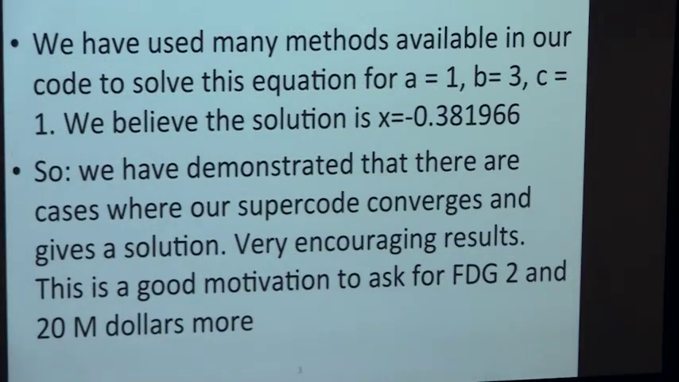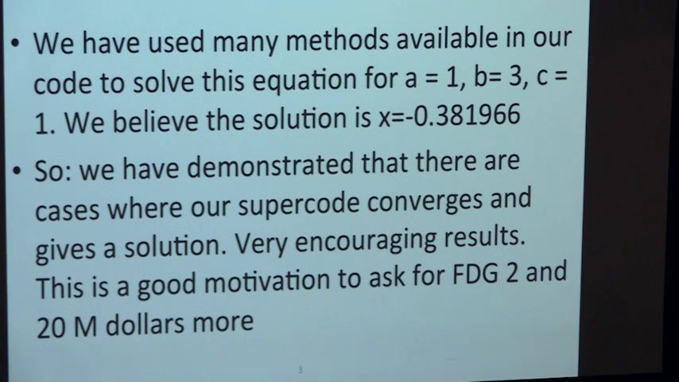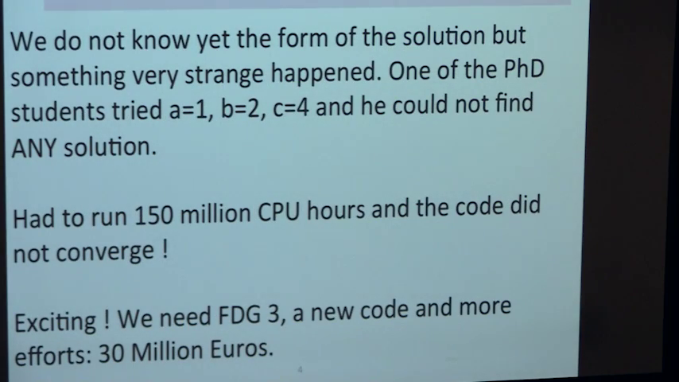So the first year, we've solved this equation for A equal 1, B equal 3, C equal 1, and we have one solution. We believe it's that. But that really proves that our code can do it, okay? So we asked for an extension, $20 million more. And then one of the PhD students comes back and says something strange happened. He could not find any solution for 1, 2, and 4. So we needed more CPU time. And it's true that we cannot find a solution here. So that proves we need more money.